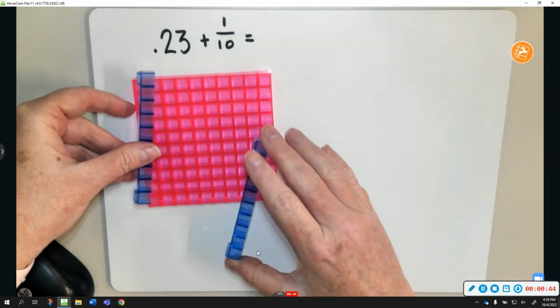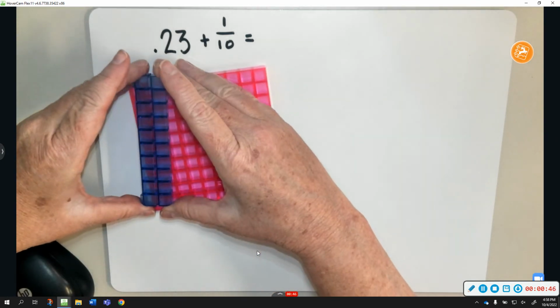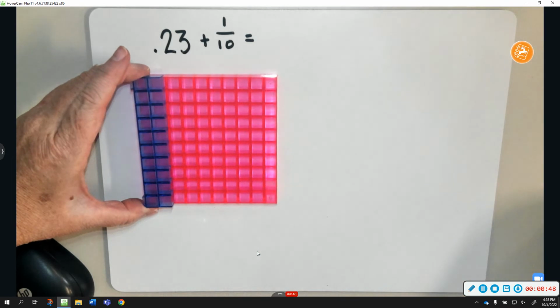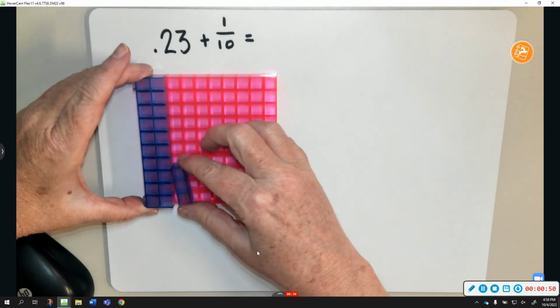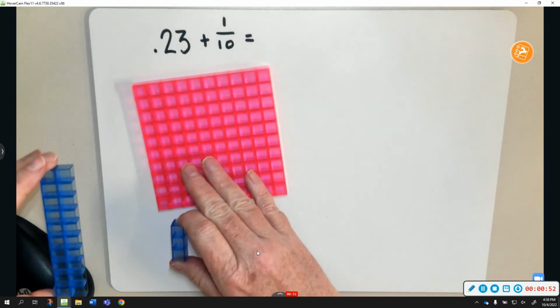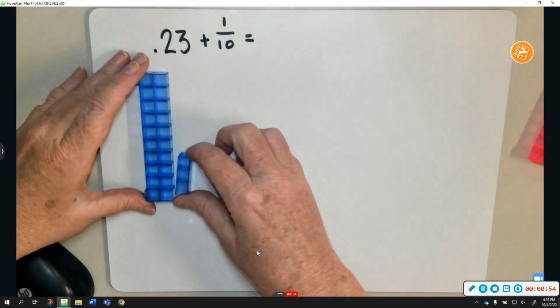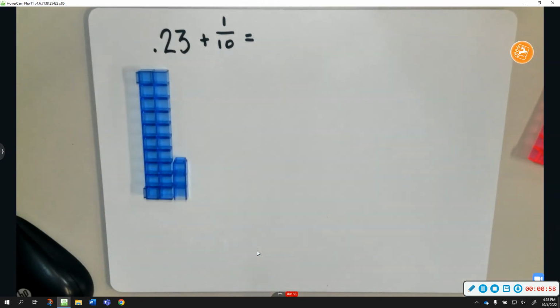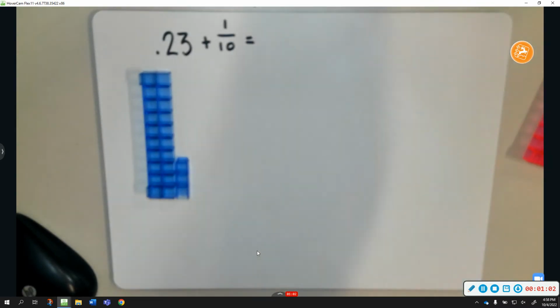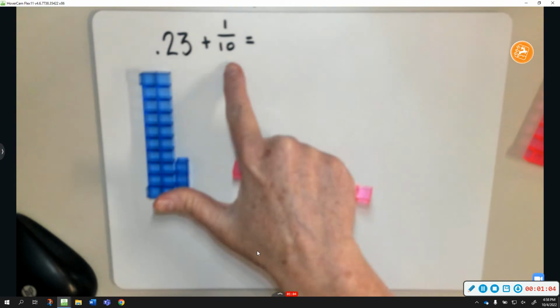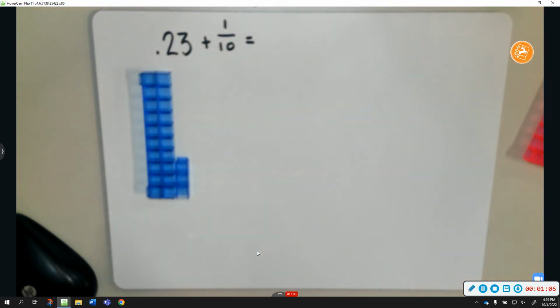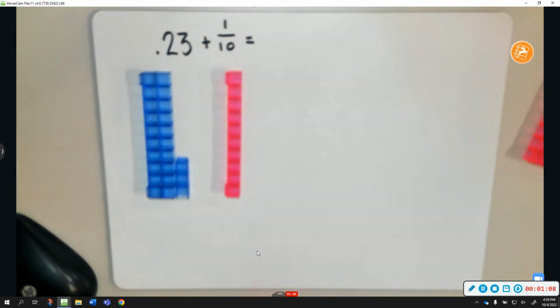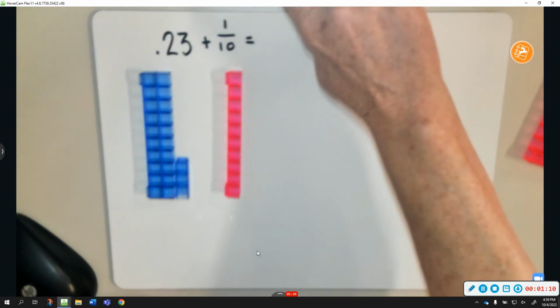So I have 10, 20, and then 3. So I'm going to move the bottom one out so you can see I have 23 right here. We also know that 1/10 is represented by 1 rod.